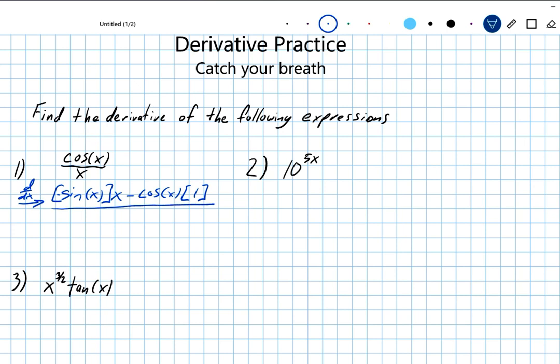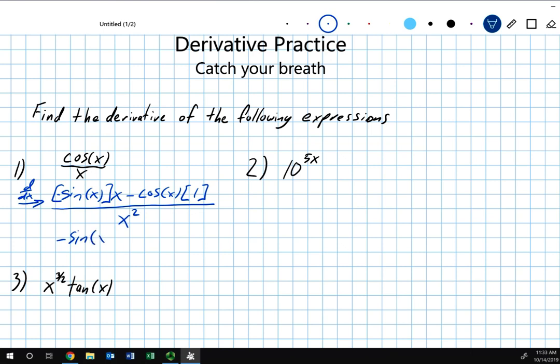Feel free to leave those brackets empty and go back and fill them in if you need to. I'm assuming we're getting a little faster. On bottom, I have the bottom squared, and that's just x squared. You could most definitely simplify this a bit. In fact, maybe I will for old time's sake. It looks like this would be negative sine of x. Oops. Times x, we usually write that x out front. So negative x sine x minus cosine of x all over x squared.